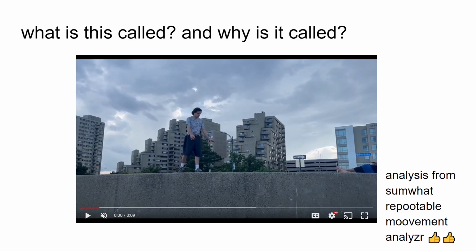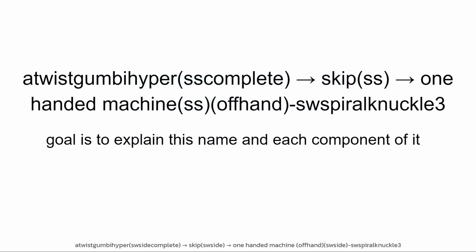I'm going to be giving my analysis as a super reputable movement analyzer. To answer the first question, this is what it's called: Atwistgumbi hyper, switch side complete, switch side skip, switch side offhand, one-handed machine, switch spiral knuckle 3. And my goal for the rest of this video is to explain this absolute mess of jargon and terminology.